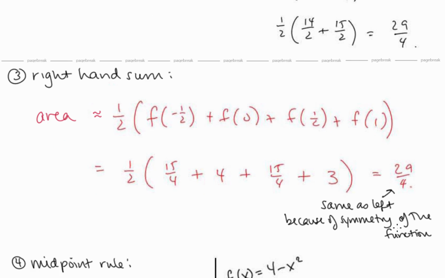And in general the left and right-hand sums will not be the same, but because of the symmetry of the function and of the interval here, they are the same.